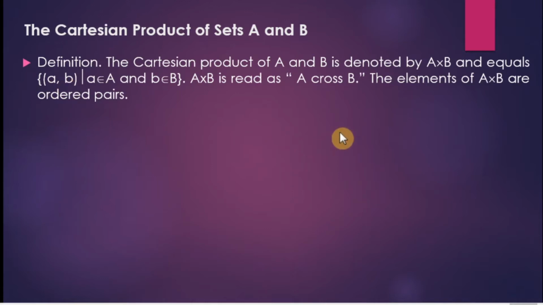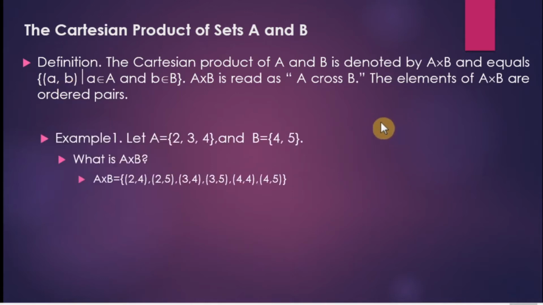Let us provide an example. Suppose we are given two sets. The first set A contains the numbers 2, 3, and 4, and the second set B contains the numbers 4 and 5. If we are to identify the elements of A cross B, it would be the following points. We are going to pair all the elements of the first given set to the elements of the second set. And if we do that, we can identify 1, 2, 3, 4, 5, 6 different ordered pairs from the given two sets.